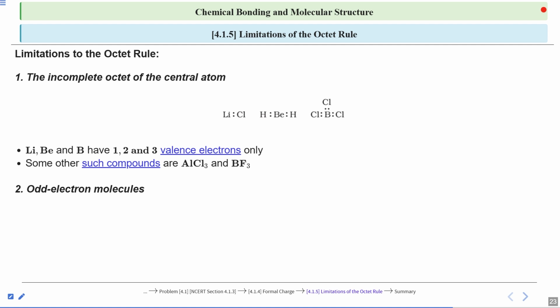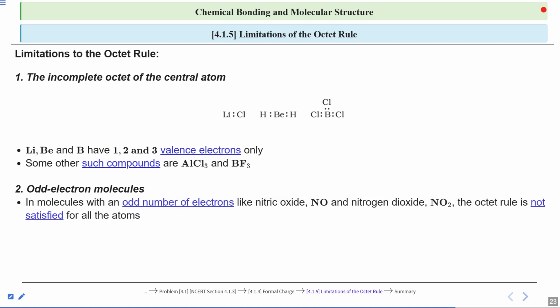Now let us move to the next limitation. It is not accounting for an odd number of electrons. Take the example of NO and NO2. See here, nitrogen is again not completing its octet: 1, 2, 3, 4, 5, 6 and 7. And this nitrogen is having an odd number of electrons. So this is presenting an anomaly to the octet rule. Similarly, in the case of nitrogen, it is having an odd number of electrons.